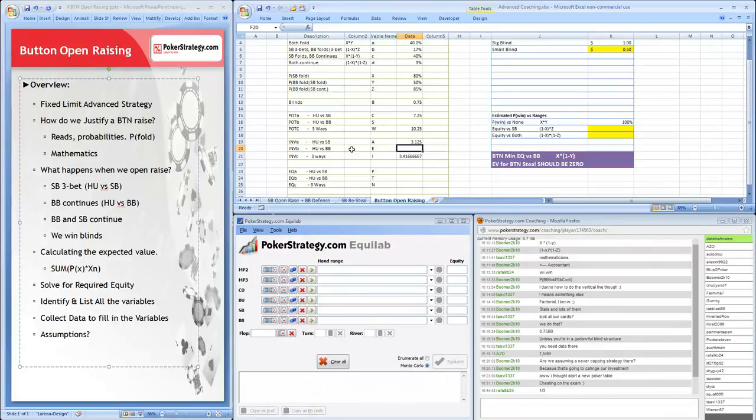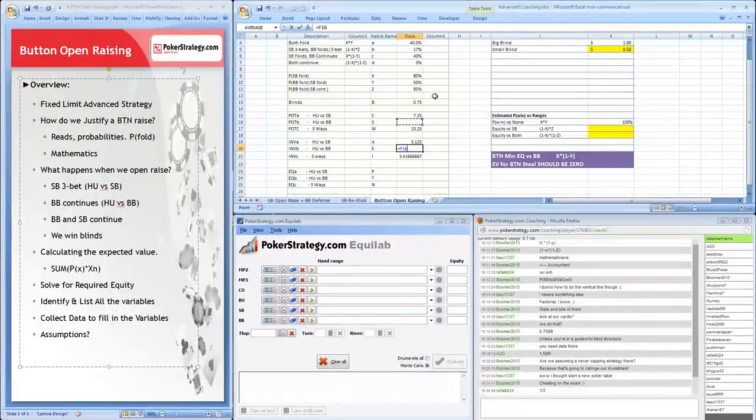Now, our investment for B is also going to be pretty complicated, right? We're going to work that out in a second here. But if we're heads up against the big blind, then we're against two players. So average equity would be 1 divided by the number of players in the pot, 2. So the pot size will do the same thing. We can divide it by 2, right?